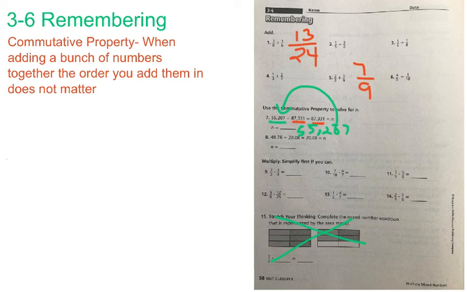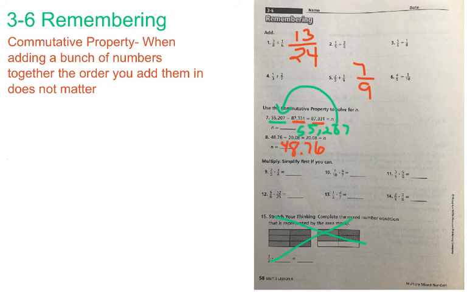And if you look at number 8, you can see it's the same thing. It's just telling you the order does not matter when you're adding. So you can have 48 and 76 hundredths plus 20 and 8 hundredths, and that's the same as taking 20 and 8 hundredths and adding to that 48 and 76 hundredths. So your answer here is 48 and 76 hundredths.